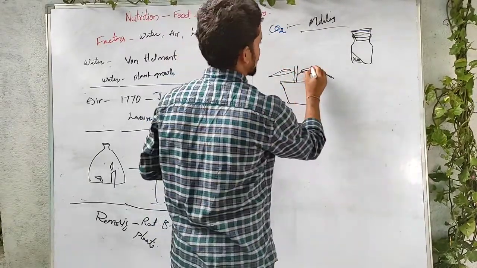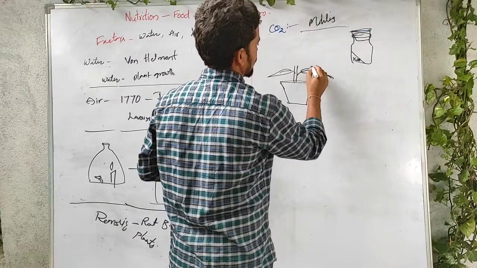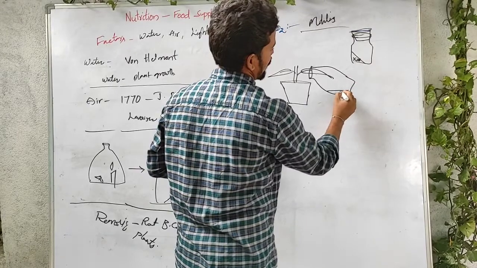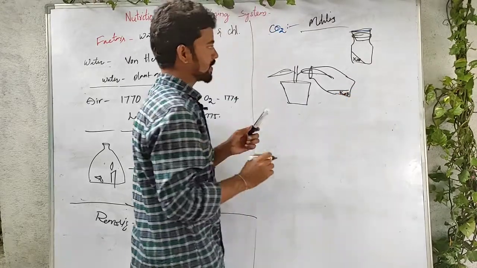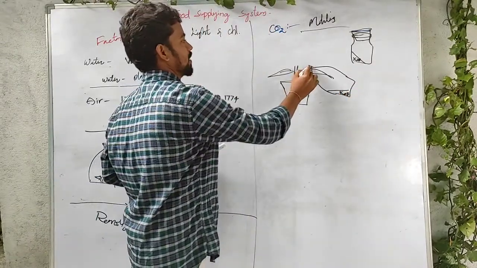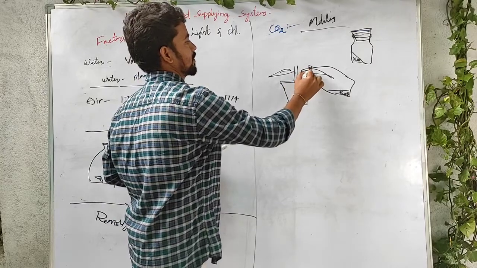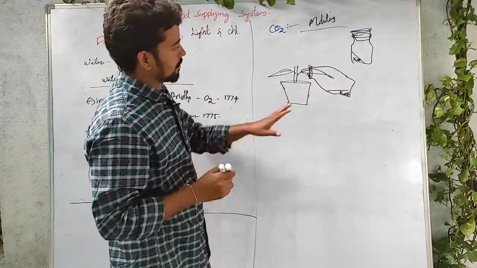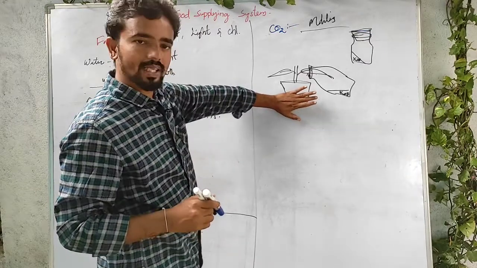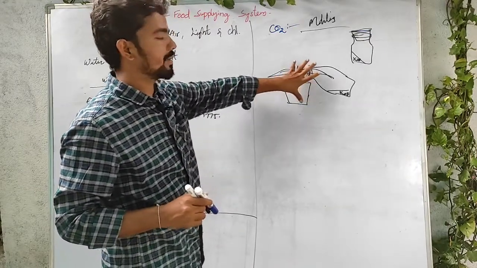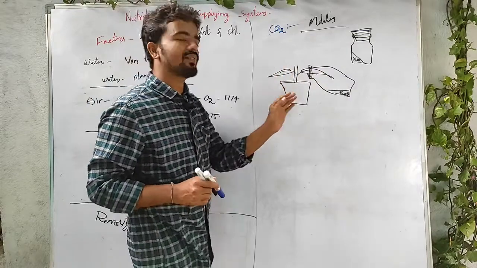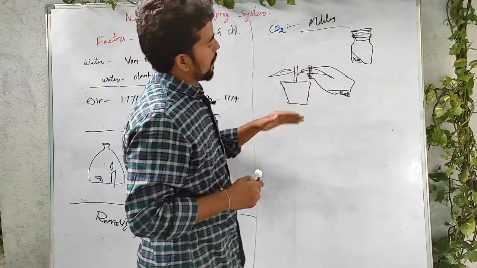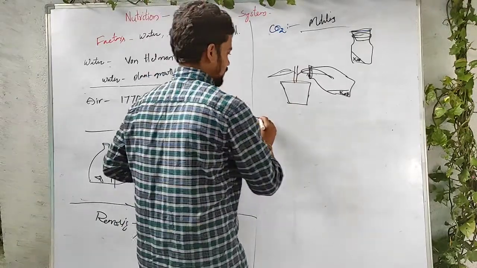So we should arrange it like this. This is KOH, and this might be the cork. We should keep this entire setup in the sunlight for 4 to 5 hours. What happens later?